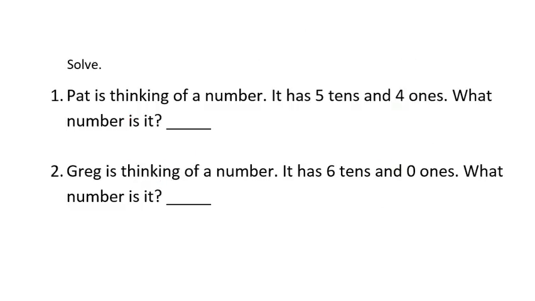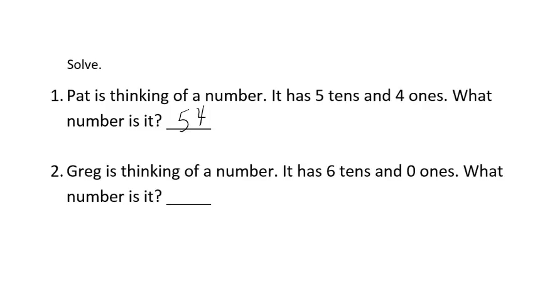So, number 1, let's get someone to read this. Zahra Sabra. Is thinking of a number. It has 5 tens and 4 ones. What number is it? Excellent. So, who knows what the number is? Brahim. 54. 54. That's right.